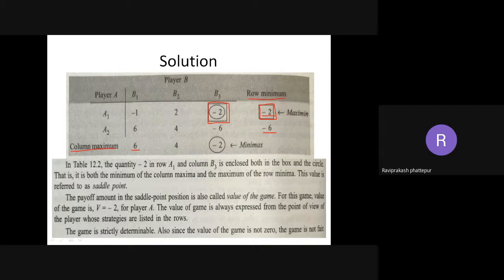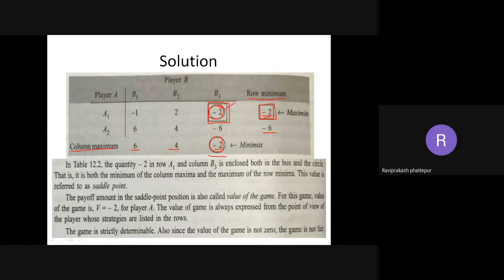Then 2, 4. 4 is big. -2 and -6. -2 is bigger than that. So out of this, find out the minimum value. So out of 6, 4 and -2, the minimum value is -2. So circle that, and also circle the value here. So the rectangle and the circle should meet. So -2 and -2. Okay, and again they are meeting here. So this is called as the saddle point.